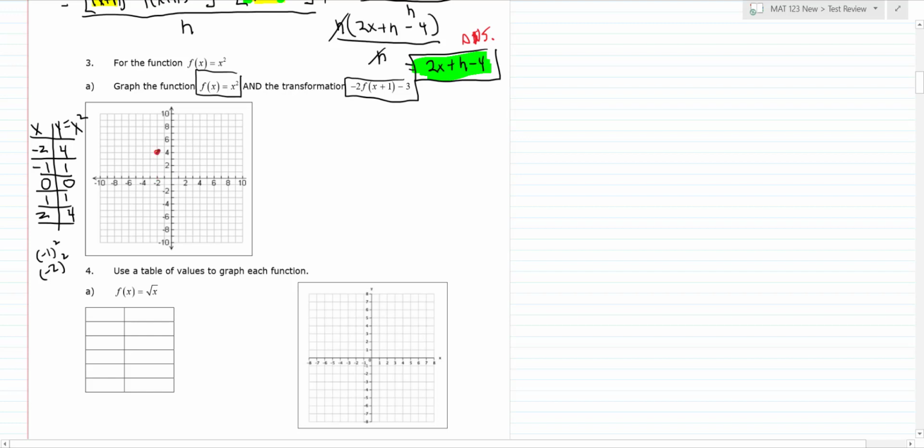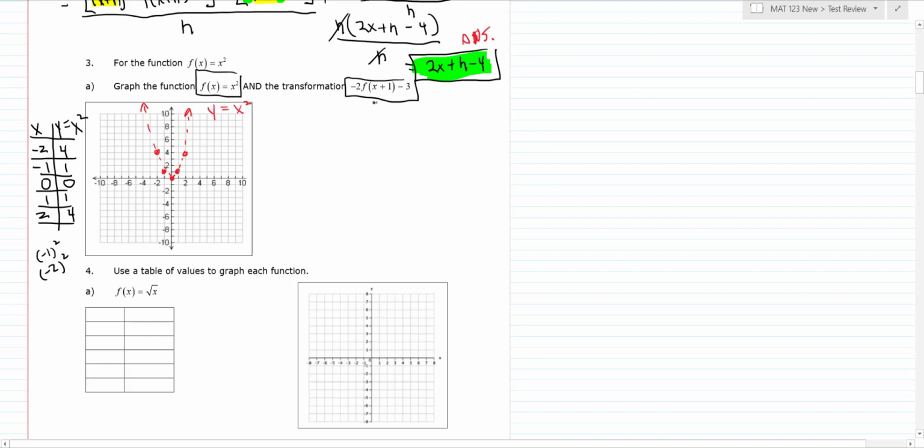So (-2, 4) is a point, (-1, 1) is a point, (0, 0), (1, 1), and (2, 4). Okay, then that will be the graph of y equals x squared. Okay, now I'm going to do transformations.